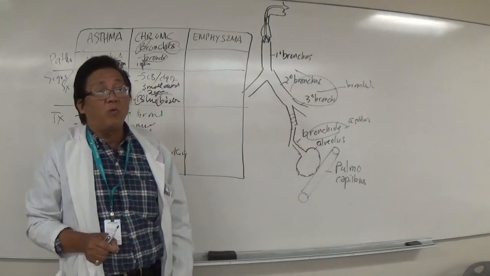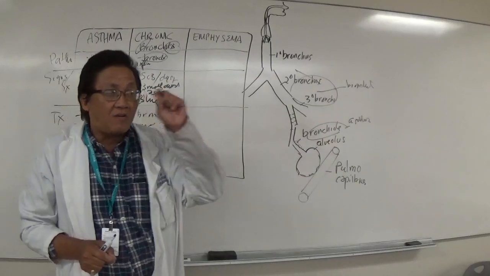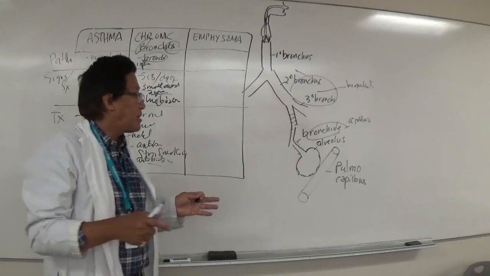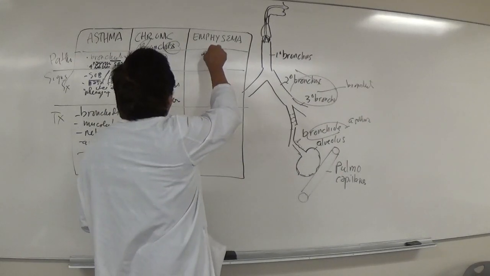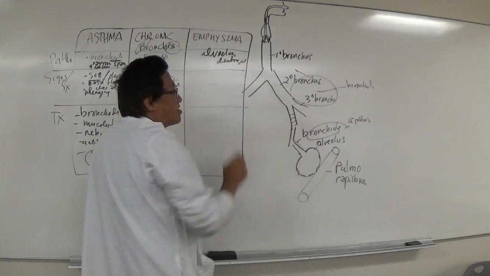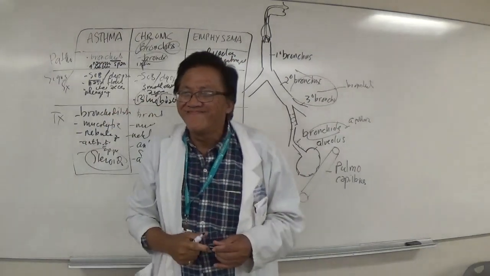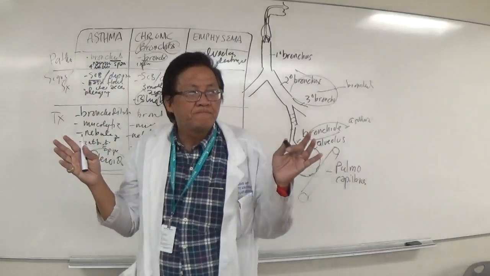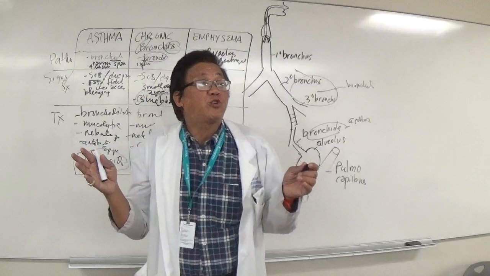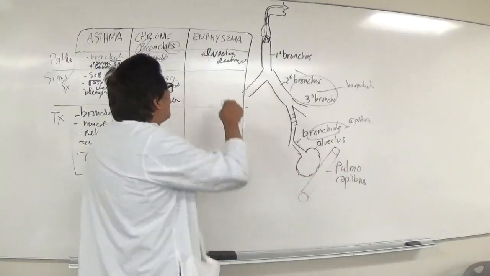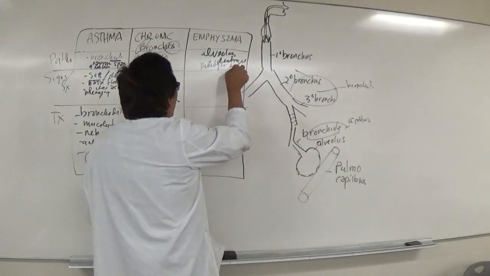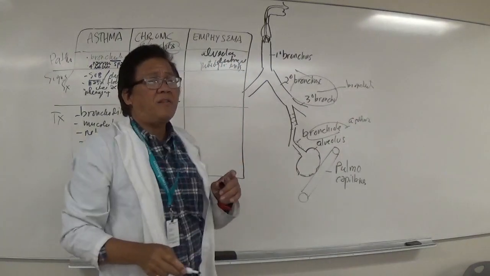What about emphysema? Where is the problem in emphysema? What part of the respiratory tract is involved? The alveolar wall. Okay, what happens to the alveolar wall? It's destroyed. Why? Okay, there's no more time. Can I answer my own question? It's due to proteolytic enzymes, right? Okay. What will destroy it? Proteolytic enzymes. Okay. So who are predisposed?